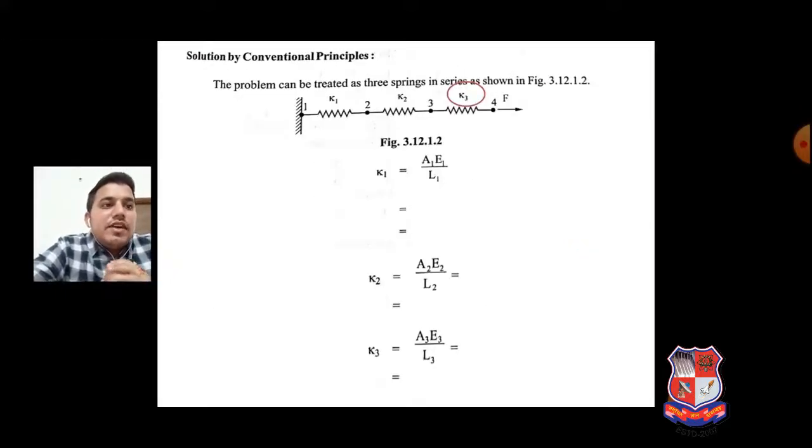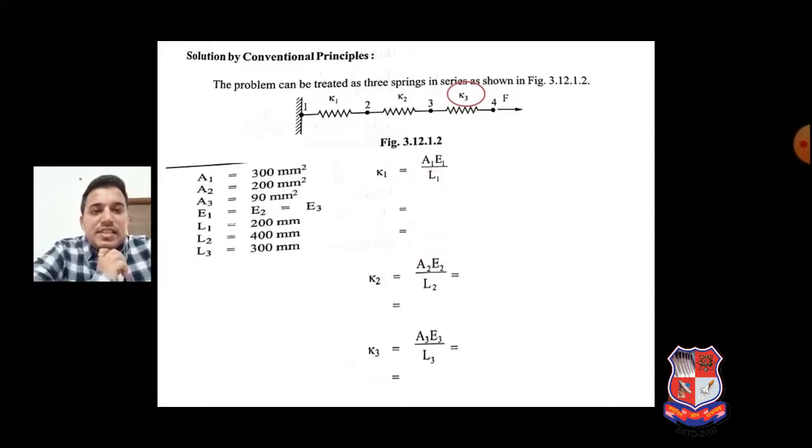Now first we have to learn the solution by the conventional principle, with the same figure we are observing here. First we have to find out the element stiffness matrices K1, K2 and K3. How can we find them? Let's see here. These are the given values: A1 is 300 mm squared, A2 is 200 mm squared, A3 is 1900 mm squared. Here E1, E2 and E3 are the same, 200 gigapascal. Yesterday we already learned L1, L2, L3 are the respective lengths. Now first we have to find K1 with the standard formula A1 E1 upon L1.